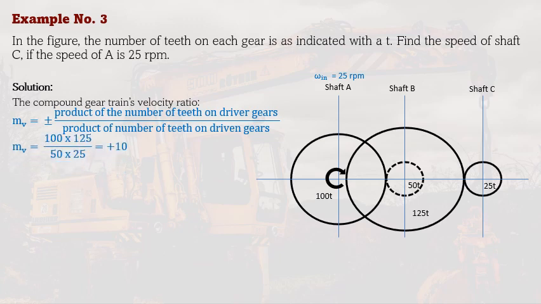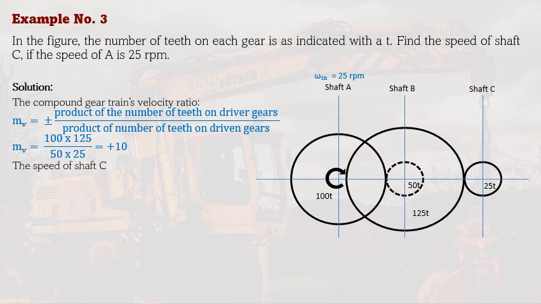So the driver gears are the gears that drive the driven. So we have the 100 and then the 125. That's why we multiply them. And then the driven are the 50 and the 25. That's why we have here 50 by 25. So our compound gear train's velocity ratio for this given is positive 10. It's positive because, as you can see, we have a clockwise rotation for our input shaft.